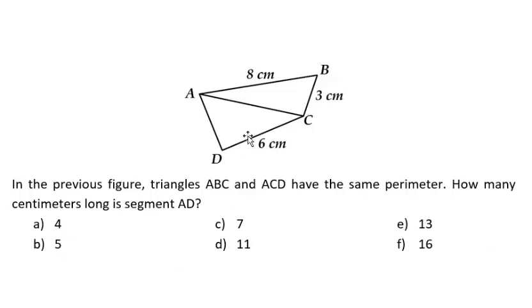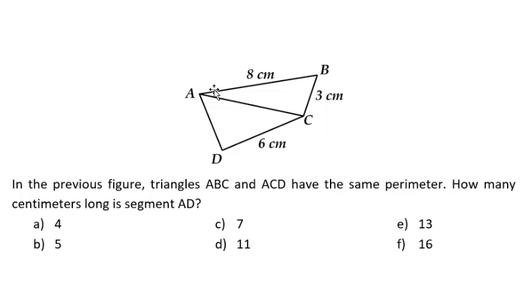So they give us some options, and our goal is to figure out which one will be the answer in here. Okay, so what are we gonna do? Okay, triangles ABC and ACD. It says that they have the same perimeter, so the perimeter of one is gonna be equal to the perimeter of the other one. How do you find perimeter? Perimeter, you find it by adding all of the sides.